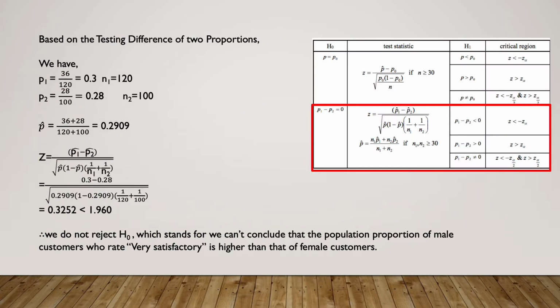Based on the testing difference of two proportions, we'll have P1 equal to 0.3, P2 equals to 0.28, and P hat equals to 0.2909. By applying the equation here, we'll have Z equals to 0.3252, which is smaller than 1.960. Therefore, we do not reject H naught, which stands for we can't conclude that the population proportion of male customers who rate very satisfactory is higher than that of female customers.